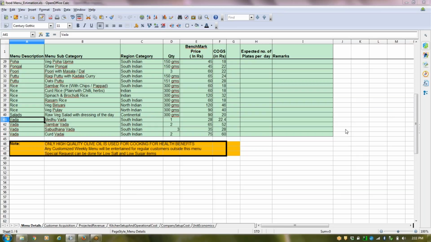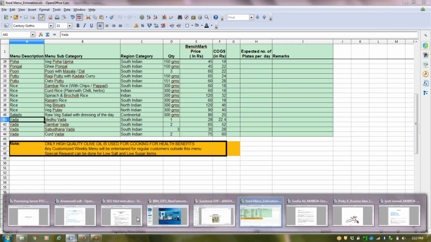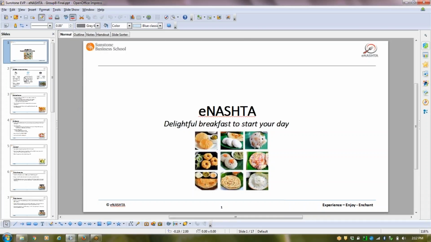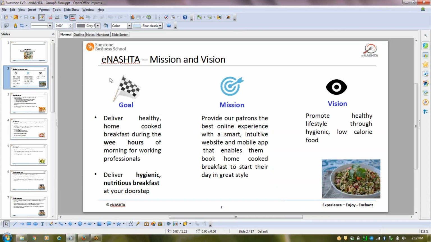First thing is to talk about the idea, to phrase the idea in such a way that it is enticing to the investors. Now the next thing is when you talk about the idea, you have to talk about the problem statement. You need to state what problem you are solving with this idea. So let's go through e-Nashta, which is a breakfast delivery service. This is the PPT of the e-Nashta group.